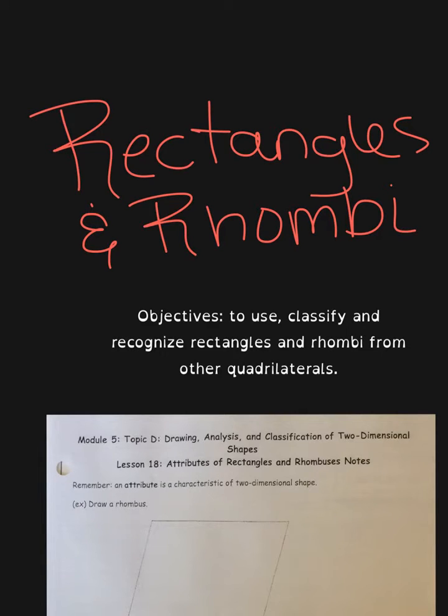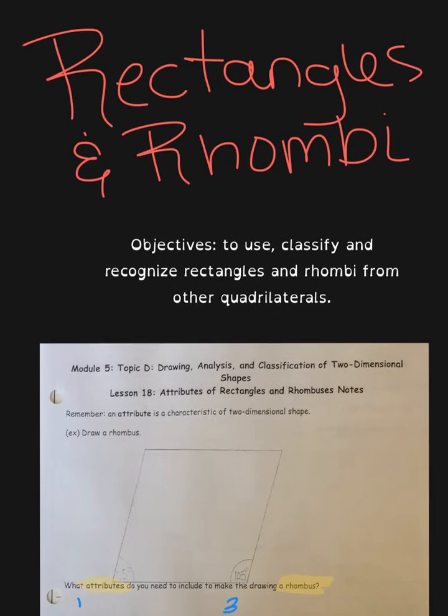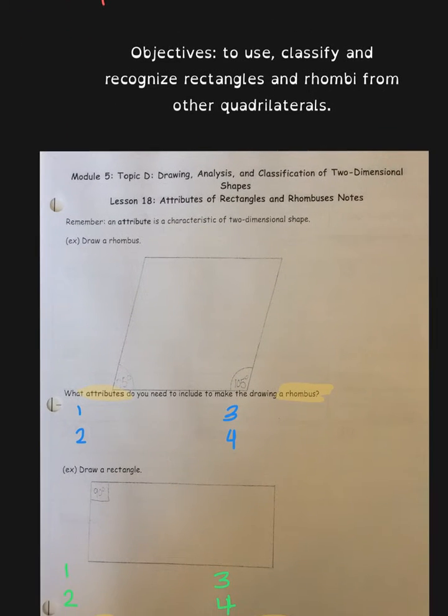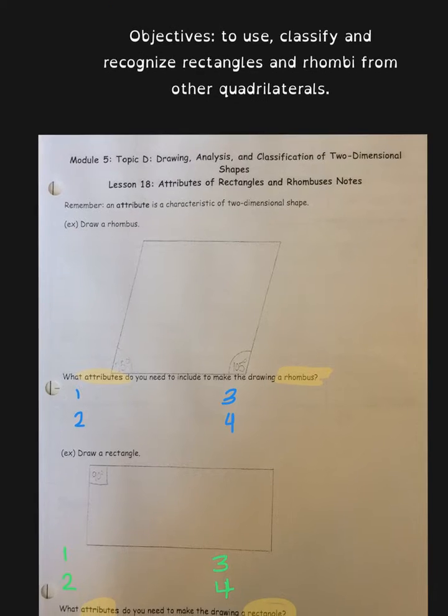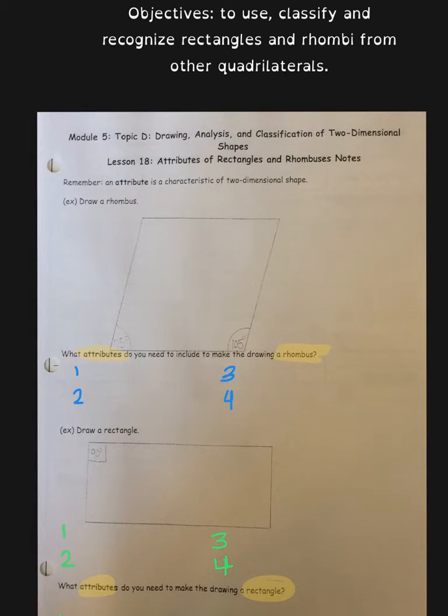Objective today is to classify and recognize rectangles and rhombi from other quadrilaterals. So you'll be able to classify, oh, that's a rectangle, oh, that's a rhombus, when you are done with this. Okay? So we're going to look at our notes on Lesson 18, Attributes of Rectangles and Rhombuses Notes.